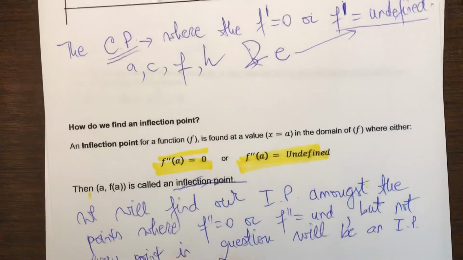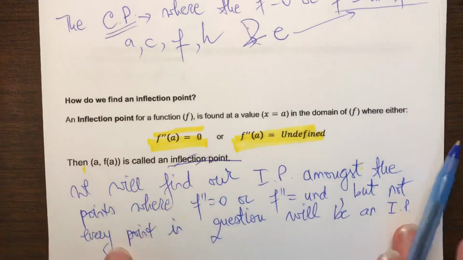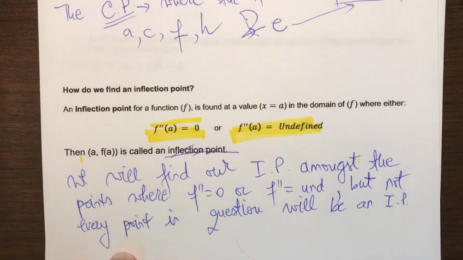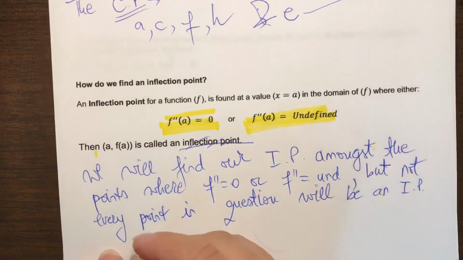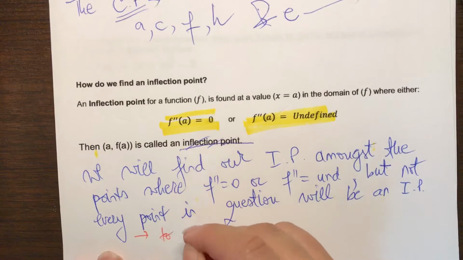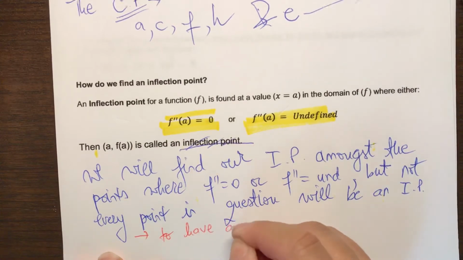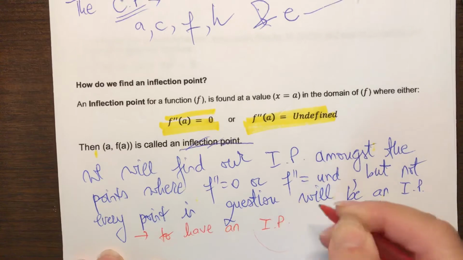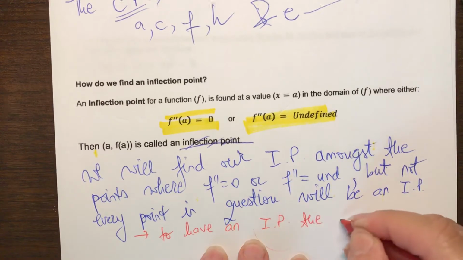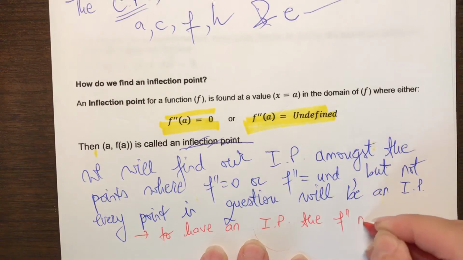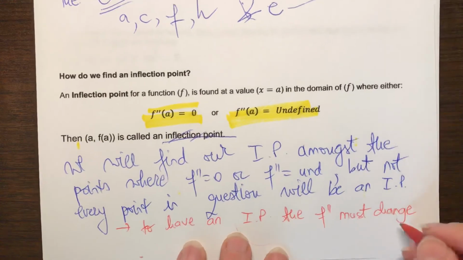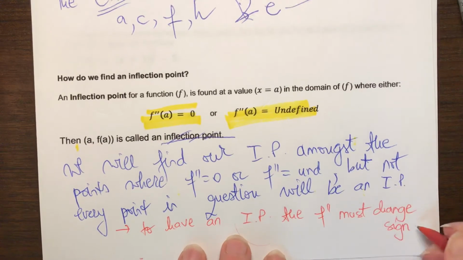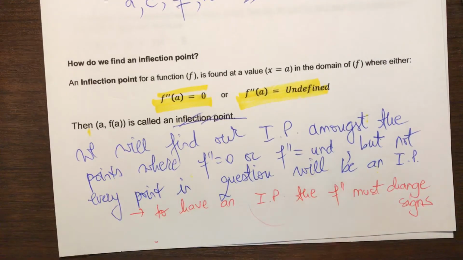So let me give you an example of a graph where this would happen. Here it is. But let me say this one more time. To have an inflection point, the second derivative must change signs, left and right of it. Yes. So here it is.